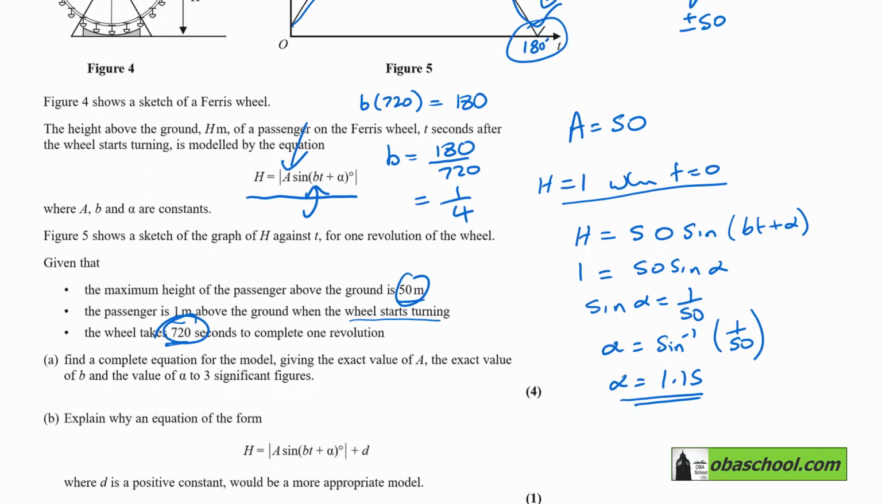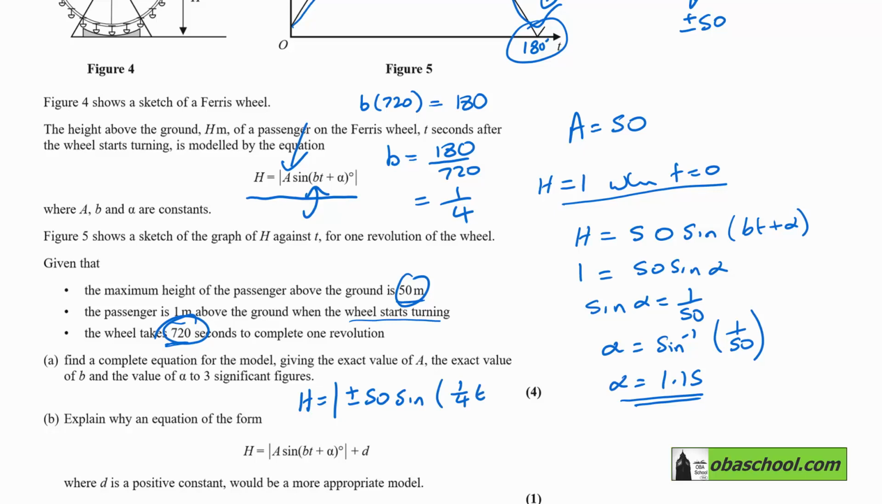So our complete equation is going to be h is equal to, I suppose we could say plus or minus 50, it doesn't really make a difference there, sine, and we are going to have 1/4 or 0.25 t plus 1.15. Don't forget to close the modulus, and that is the equation.